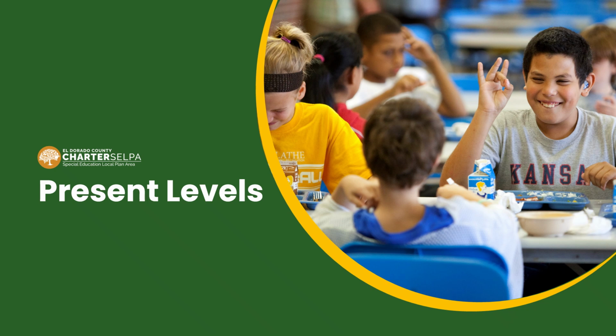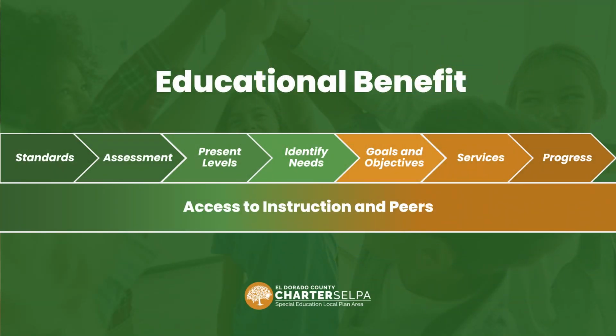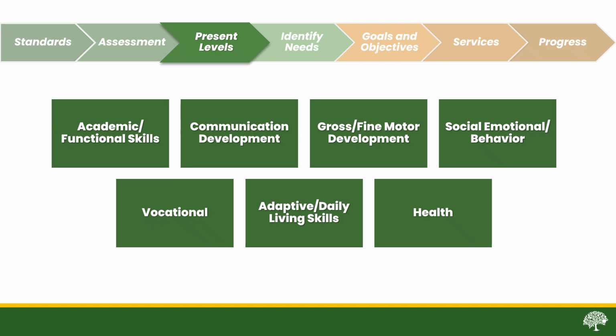Present levels describe what the student can do right now, academically, socially, behaviorally, and functionally. Present levels are essential to the thread of educational benefit, serving as the foundation that drives the development of goals, services, accommodations, and supports, ensuring that each IEP component is aligned to support meaningful student progress. These areas should look familiar, as they reflect the areas listed under present levels for each student's IEP.